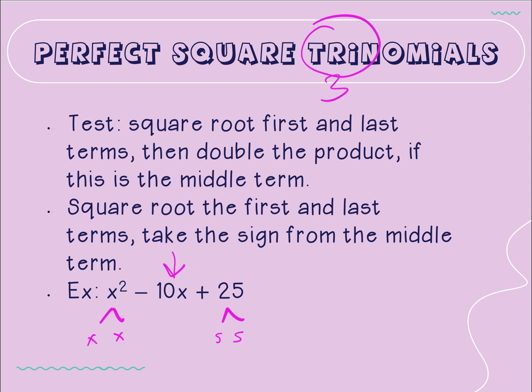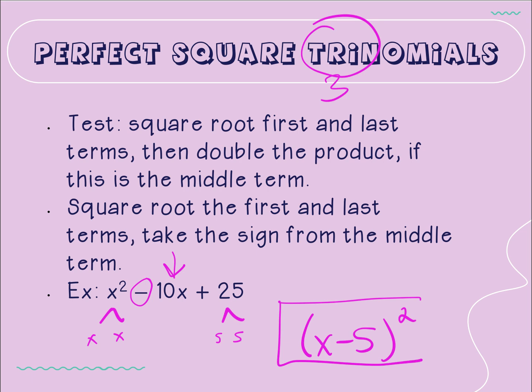You take the sign from the middle term. So what this would become is x minus 5, and how many of them do I have? 2. It would be x minus 5 quantity squared, x minus 5 to the second power.